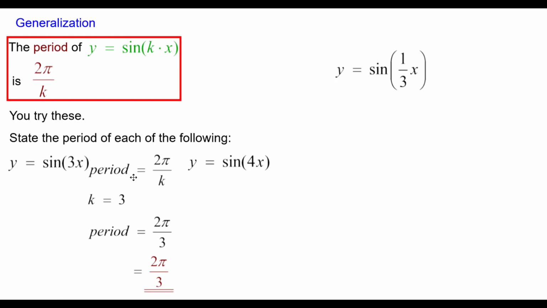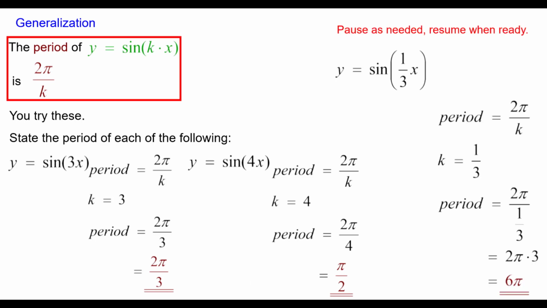For the first one, the period is 2 pi over k, which is 2 pi over 3. So this is much shorter than the normal sine graph. Sine of the quantity 4x, the period is 2 pi over 4, which simplifies to pi over 2, even narrower. But for the sine of 1/3 x, 2 pi divided by 1/3 is the same as 2 pi times 3, which is 6 pi. So it's horizontally stretched quite a bit.